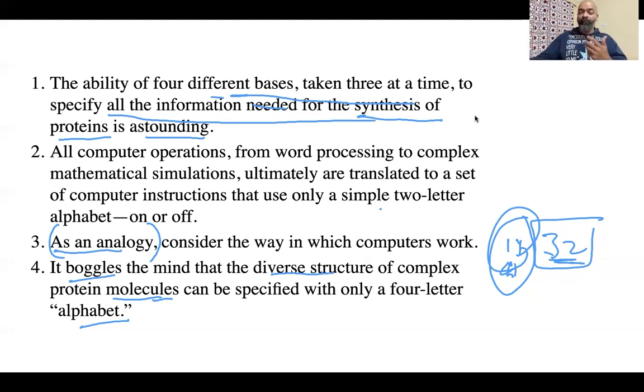But if you don't think you're a good reader, focus on the keywords. What is the sentence about? The sentence is about information needed for the synthesis of proteins. What is this sentence about? Diverse structure of complex protein molecules, isn't it? So going inside deeper, zooming in. So when you're zooming in, it comes later in the paragraph, and zooming out, it obviously is the beginning of the paragraph. So remember things like these.